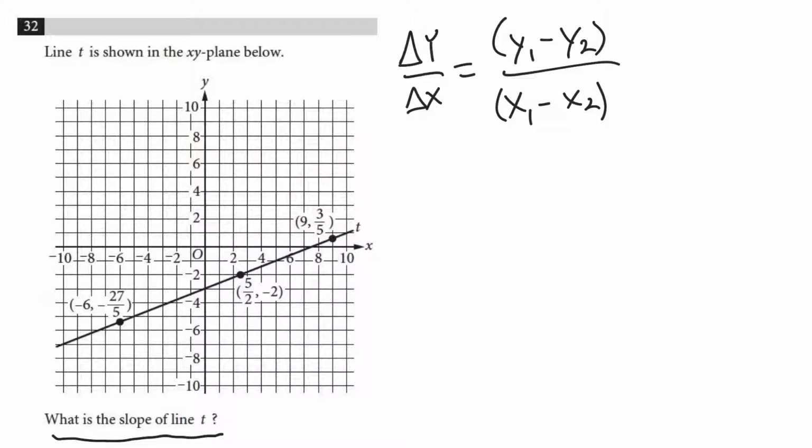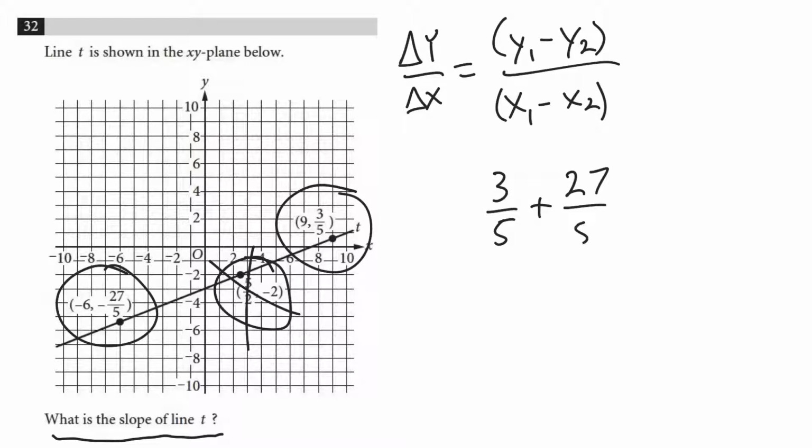All right, so I'm going to use this point and this point, because this point right here does not have our common denominator, so I think it'd be easier to use these other two. So the change in y is just going to be y1. I'm going to use, doesn't really matter which one, the one on the right as y1. y1 minus negative, so it's plus 27 fifths over 9 minus negative 6, or plus 6.